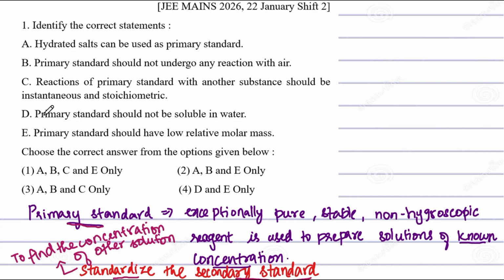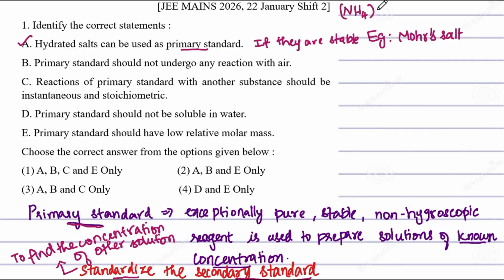Now let us see the given statements. Hydrated salts can be used as primary standard. The first statement is correct because some hydrated salts, if they are stable, then they can be used as primary standard. So the best example for this is Morse salt, which is ammonium iron 2 sulfate, having the formula (NH4)2Fe(SO4)2.6H2O. So it is a hydrated salt and it is also used as a primary standard. So the first statement is correct.